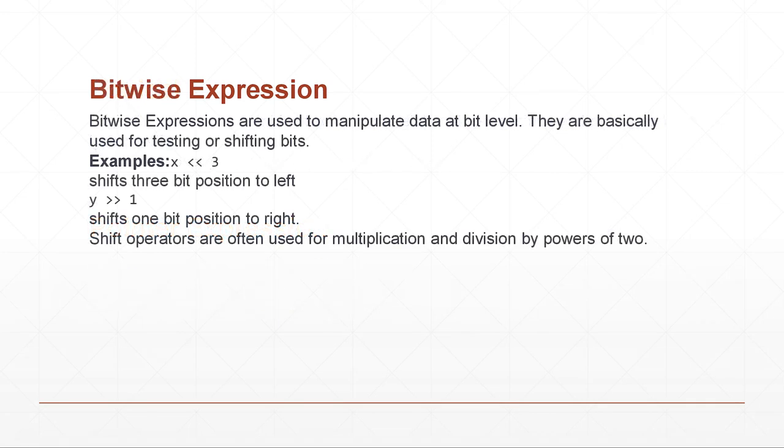Bitwise expressions are used to manipulate data at bit level. They are basically used for testing or shifting bits. For example, x << 3 shifts 3 bit positions to the left, y >> 1 shifts 1 bit position to the right. Shift operators are often used for multiplication and division by powers of 2.